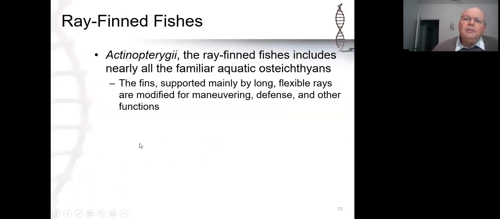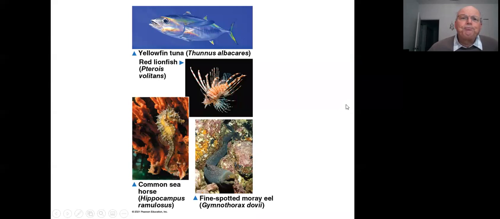So within the Osteichthyes, there are 3 clades. The Actinopterygii are the ray-fin fish. These are the ones that you are most familiar with because these are the ones that we typically eat as a food resource. The fins are supported by bony extensions called rays, hence the name ray-finned fish. So here's some examples of different types of ray-finned fish. And yes, eels and seahorses are in fact fish.